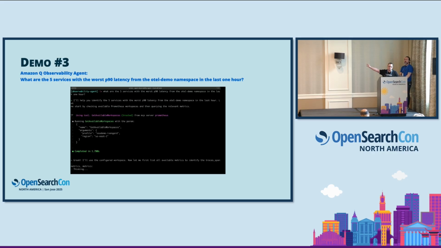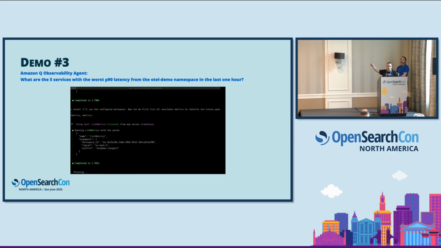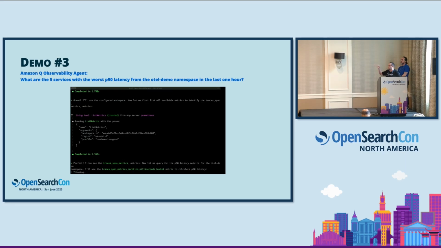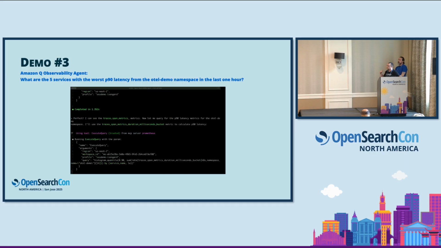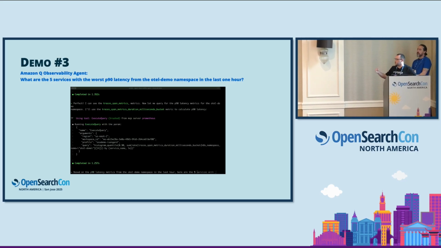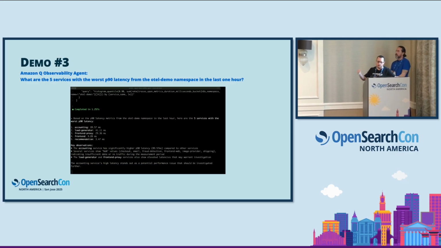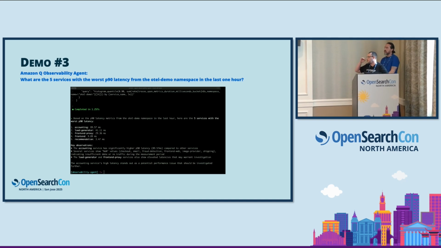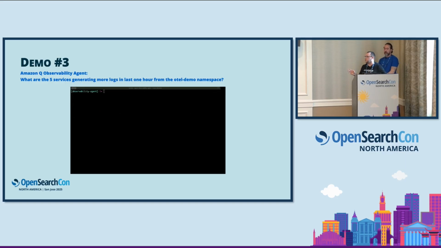So here, for example, I asked what are the 5 services with the worst latency in the last 1 hour in the OpenTelemetry namespace. And it should work its way to understand which Prometheus workspace it should use and what metrics are available for the OpenTelemetry namespace and so on. But it does that pretty fast. It already is done. It already has the answer to my question. And in this case, it is precise.